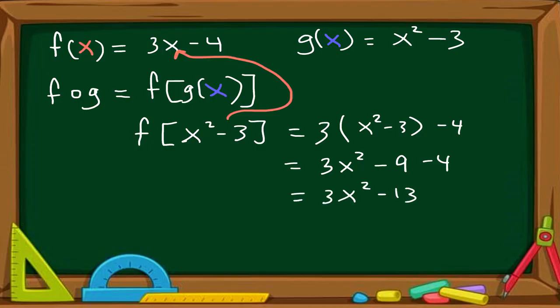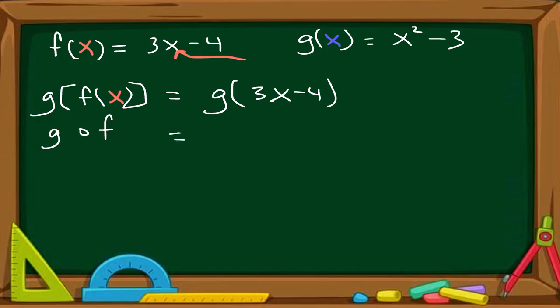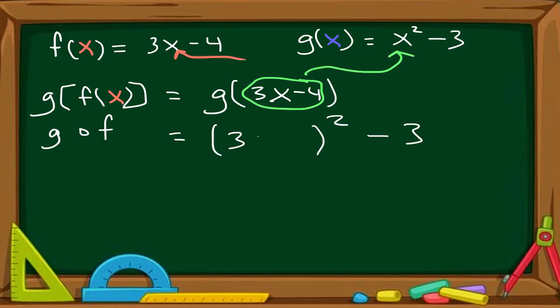Now what about g of f? How can we find the value of g of f? So this time, f is inside of g. So you can write it like this. That's an equivalent expression. Let's replace f of x with 3x minus 4. And now let's replace x with 3x minus 4. So we're going to take this and plug it into here. So instead of x squared minus 3, it's 3x minus 4 squared minus 3.